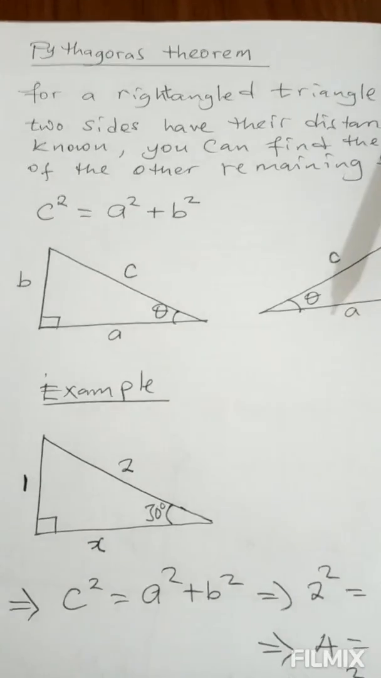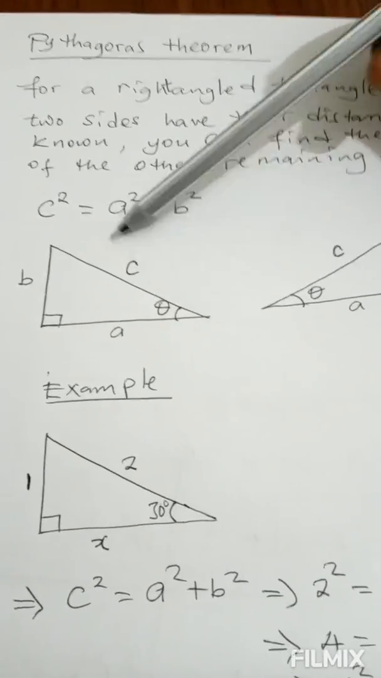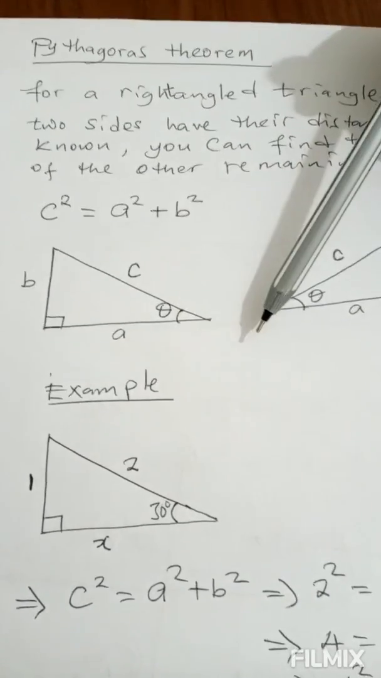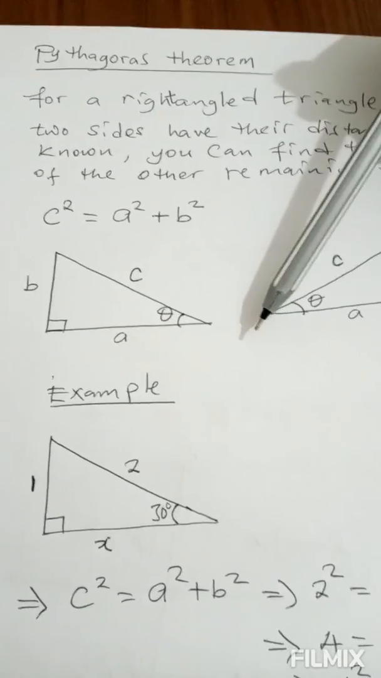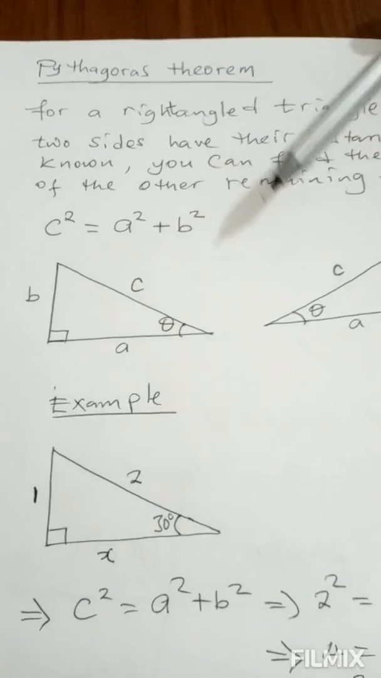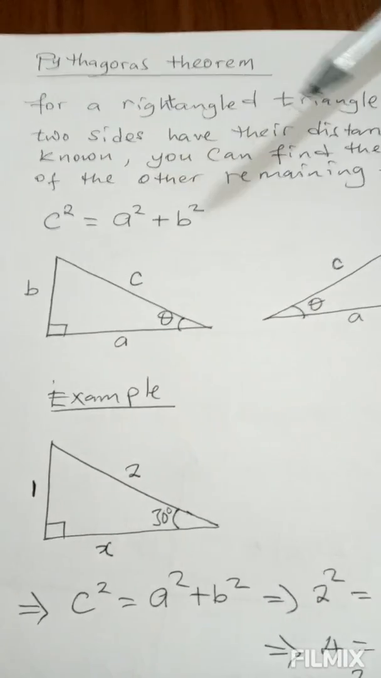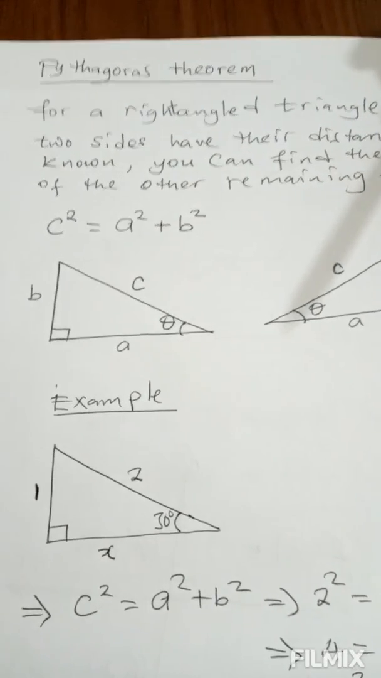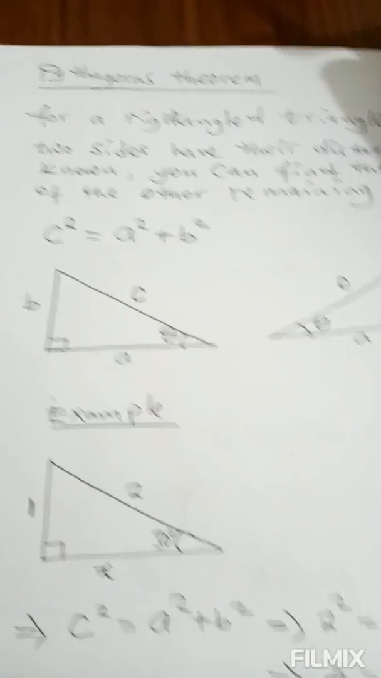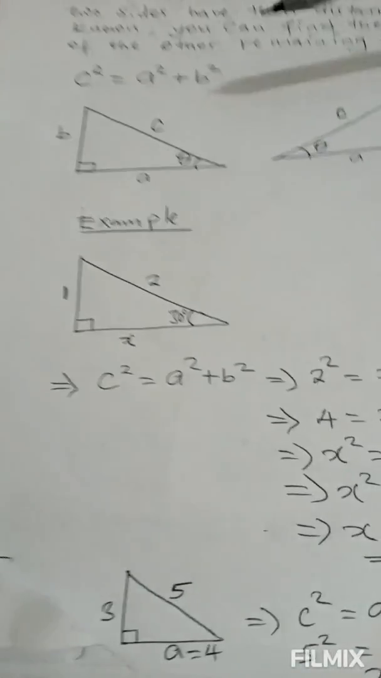Okay, so this is the longest side, the hypotenuse. And then we have the opposite side and the adjacent. So the hypotenuse squared is equal to the sum of the adjacent squared plus the opposite squared. Okay, so this is the Pythagoras theorem, and we can see one example.